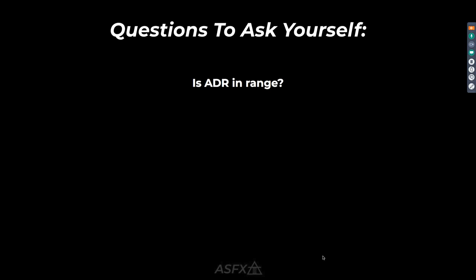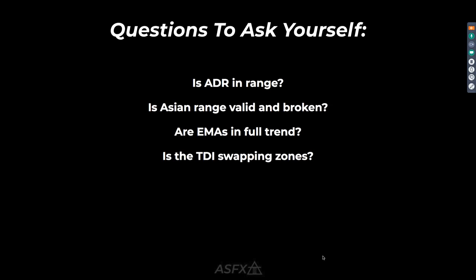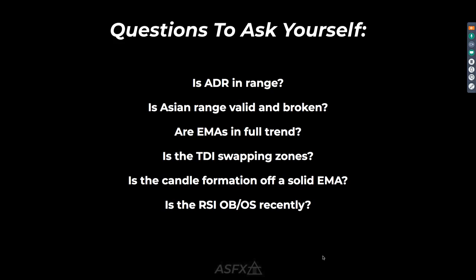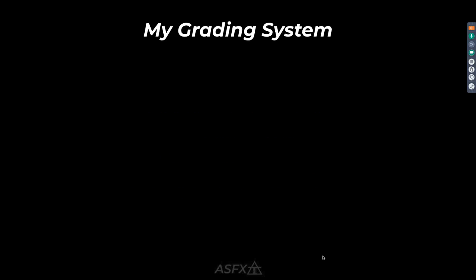So to recap again, the questions to ask yourself: is ADR in range? Is that Asian range valid and broken? Are the EMAs in a full trend? Are they kind of choppy? Where are the EMAs at, right? Is the TDI swapping zones or staying in one zone all day? Is the candle formation off a solid EMA? And lastly, is the RSI overbought or oversold recently?